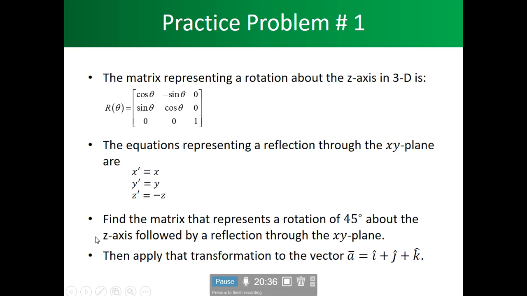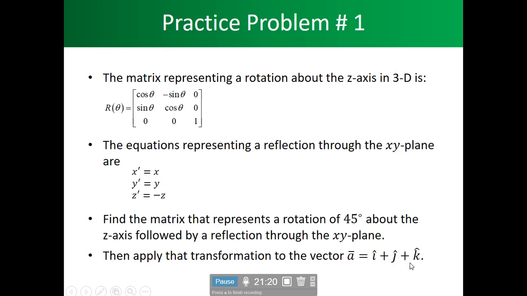These were the same. And so when you solve this problem, you'll be solving it the same way that we did. So first, what we want you to do is, this is the reflection through the XY plane. Find the matrix that represents a rotation of 45 degrees. We did show you about the 45 degrees if you want to go back and look at it. About the z-axis, followed by a reflection through the XY plane. Remember, all you need is two vectors, and they make up the plane. Remember that.